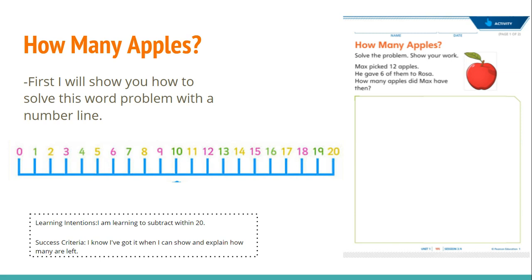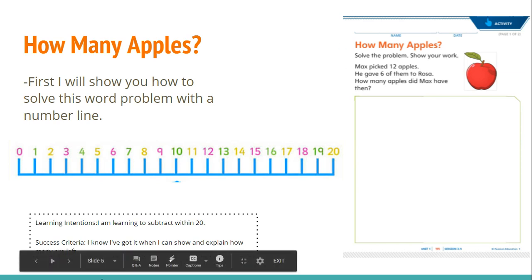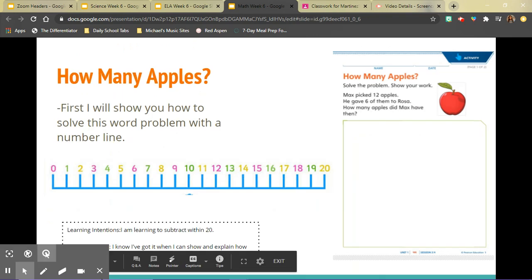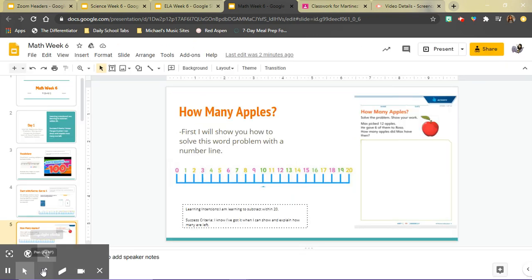So first, I'm going to show you how to solve this word problem with a number line. How many apples? Max picked 12 apples. He gave 6 of them to Rosa. How many apples did Max have then? How many apples did Max start with? Right, he started with 12 apples. So I'm going to mark the number 12 on my number line because that's where I'm starting.